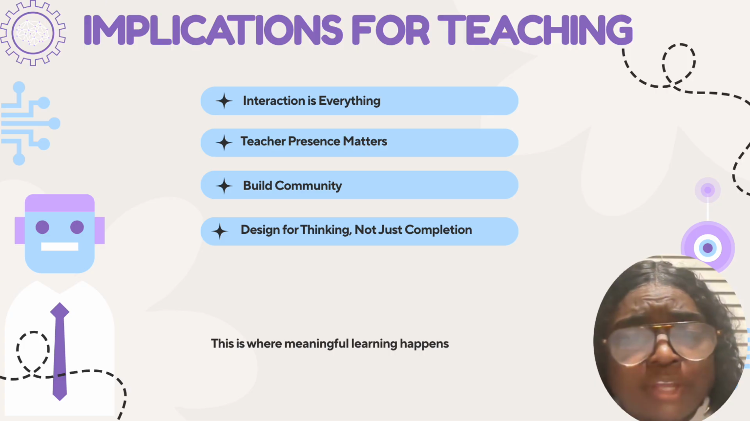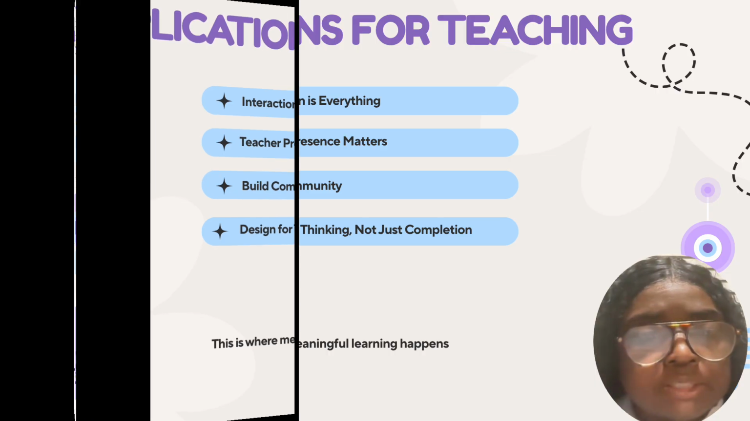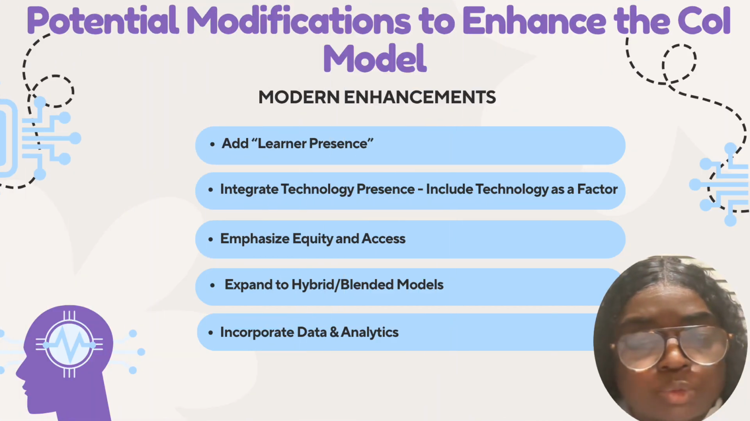Four, design for thinking, not just completion. We want students to analyze, apply, create, not just memorize, click, and submit. Now let's look at how we can enhance these models for today. While the CoI model is powerful, modern learning environments suggest enhancements. One, add learner presence. Students today need self-regulation, motivation, digital behavior. This is important for online learners managing independence.